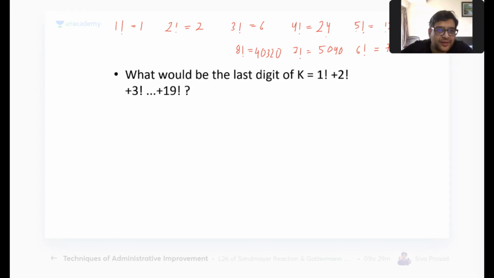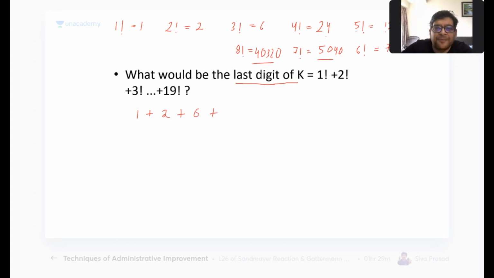Okay, let's check. So what will happen is, please note that when I'm finding out the last digit, I'm not concerned with the full numbers. I'm only concerned with the last digit. So instead of considering 1, 2, 6, 24, 120, 720, 5040, and 40320, I will just be bothered with what is the last digit. So what is the last digit for 1 factorial? 1. What is the last digit for 2 factorial? 2. What is the last digit for 3 factorial? Since it is 6, it is only 6.